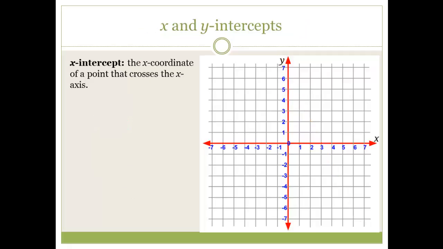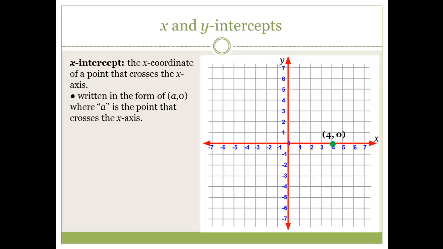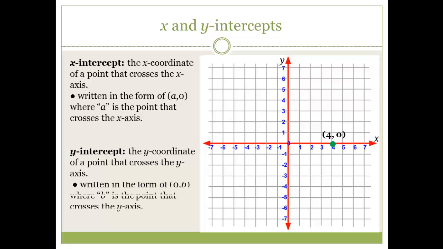The x-intercept is the point that crosses the x-axis, and the form is written typically like this, a, 0, where a is the point that crosses the x-axis. The y-intercept, just like the x-intercept, is a point that crosses the y-axis. The coordinates are written as 0, b, with b representing the point that crosses the y-axis. Notice where the points are located on the graph.